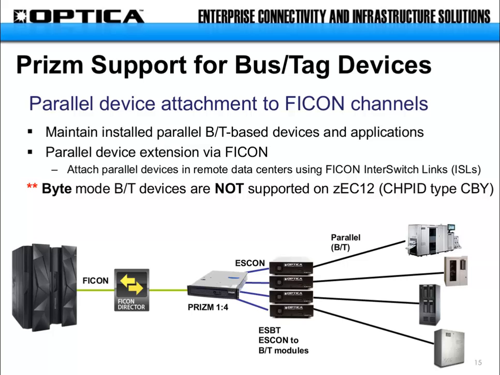Most of the time, these devices are running in block mode. The way that you can tell is if your device is currently attached to a CBY chipped type. That CBY chipped type designates a byte mode device. If you have that situation, you're going to look at how you can either migrate that to a block mode operation or migrate it to another technology or connectivity method, because a byte mode device cannot run on an EC or BC12. Okay?